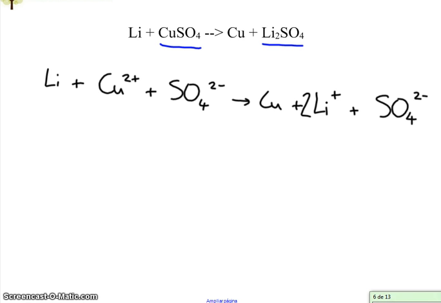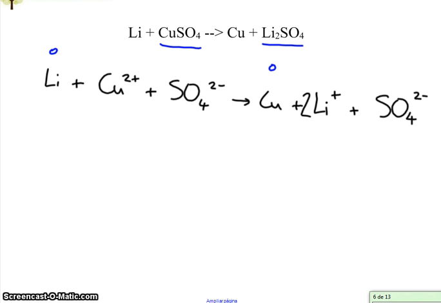Right, Manu, lithium on its own in its elemental state, what will the oxidation number be? 1. If it's on its own, no charges, nothing else, it is not 1. Anything on its own like that, in its elemental state, is what? 0. Is there something else with 0 in this equation? Yeah, copper over here is exactly the same.